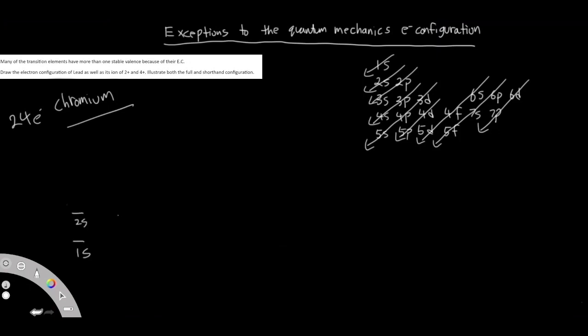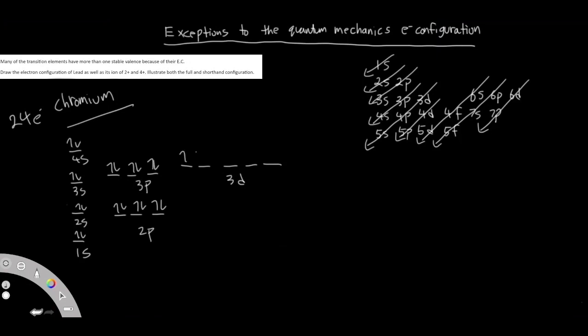1s, 2s, 2p, 3s, 3p, 4s, 3d. Again, let's see if this is enough. Again, we need 24 electrons. 1, 2, 3, 4, 5, 6, 7, 8, 9, 10. Remember, do not forget Hund's rule. So that's 10, 11, 12, 13, 14, 15, 16, 17, 18, 19, 20, 21, 22, 23, 24. There we go.